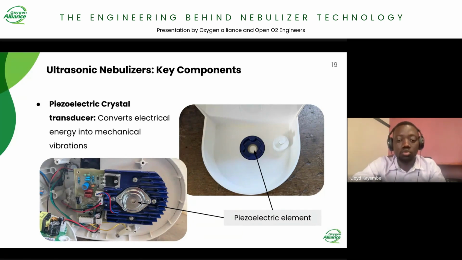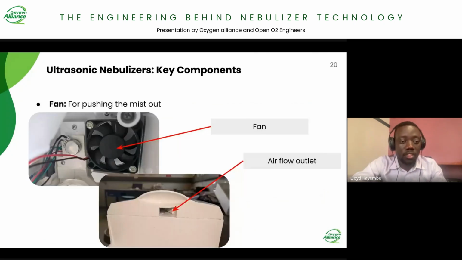On the image to your right, you can see the picture of where the piezoelectric element is located on the ultrasonic nebulizer. When you open the unit, you can find the piezoelectric element underneath this position. You can observe that the piezoelectric element is surrounded by a heatsink. This heatsink helps to dissipate the heat that is generated when these mechanical vibrations are being generated by the piezoelectric element.